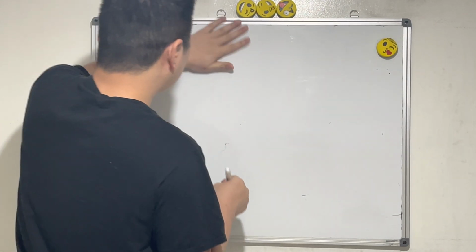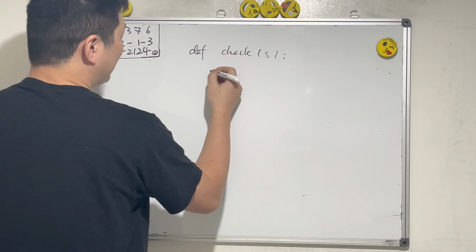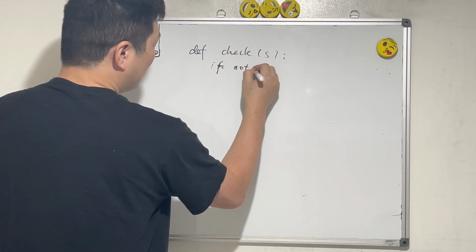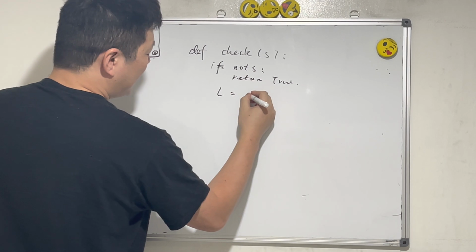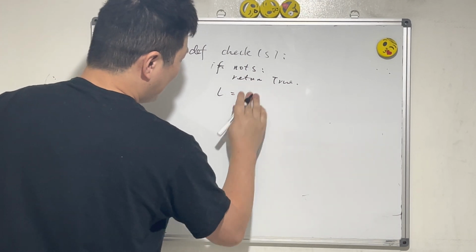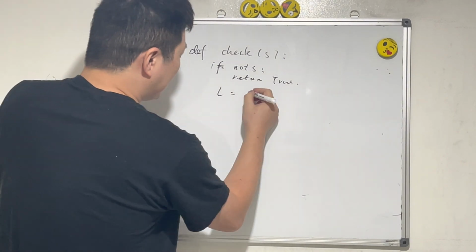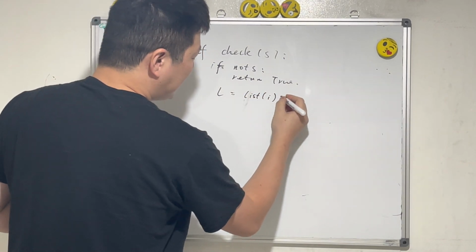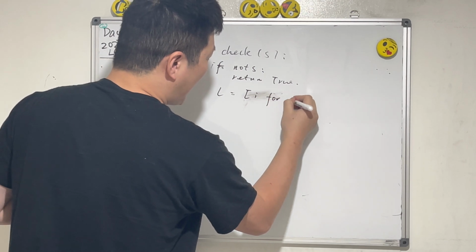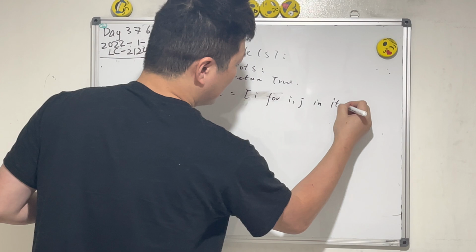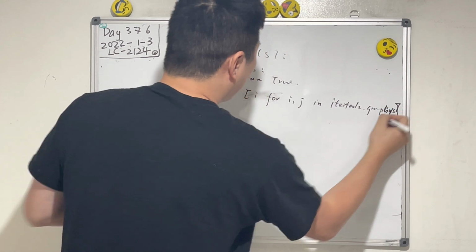So we can just do this. Define check string, and if it's empty, we just return True. This is the special case. Then the groups: let's say L equals a list of the keys. Do we need the group side? No, because we can just write i for i, j in itertools.groupby(s). So the i would be the keys.